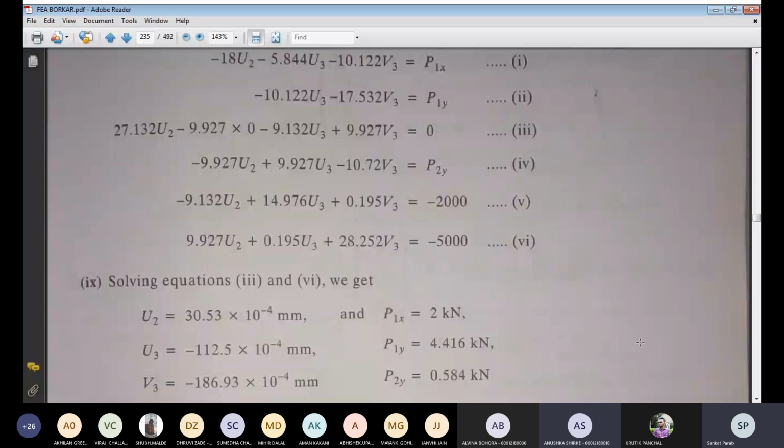So with that value, what are the values of P1x? P1x is 2 kilonewton, matching. P1y is 4.4, and P2y is 0.59. Correct. That's okay. There is hardly any difference it will be making. It's fine. You can continue. It's tallying anyway.